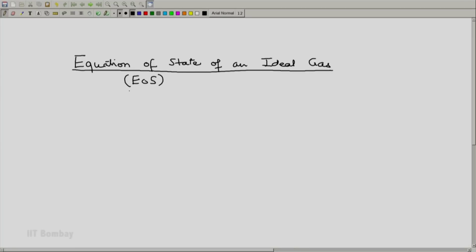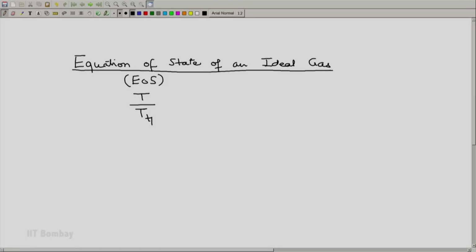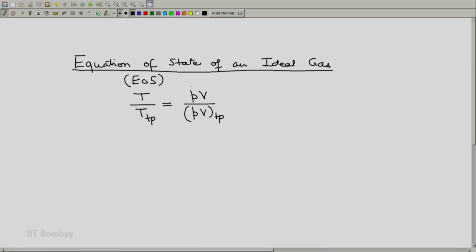We have defined the Kelvin scale of temperature as T equals T at the triple point of water times PV divided by PV at the triple point. Now, for this scheme to work as an ideal gas Kelvin thermometer, we have to use an ideal gas as a working fluid. Let us say that we are looking at this behavior as specified by the ideal gas, and that itself gives us the equation of state of an ideal gas.